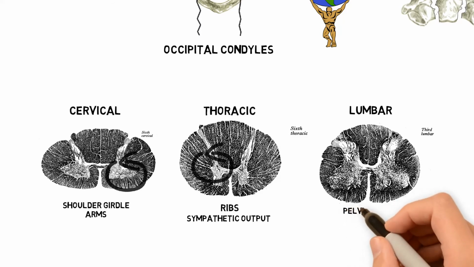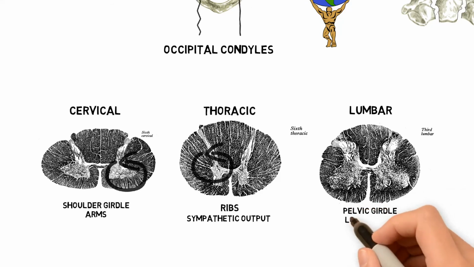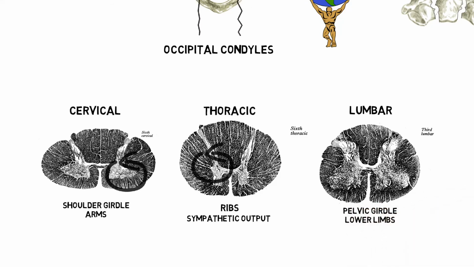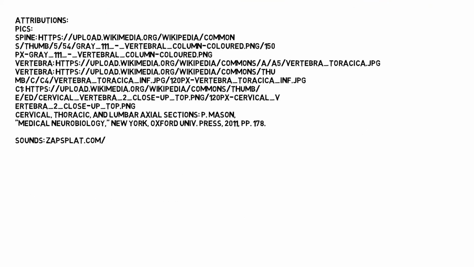The lumbar spinal cord controls the pelvic girdle and the lower limbs. Thus, it requires output from numerous lower motor neurons in this area. The ventral horn in the lumbar spinal cord is enlarged to accommodate these neurons. This ends the video on spinal cord anatomy.